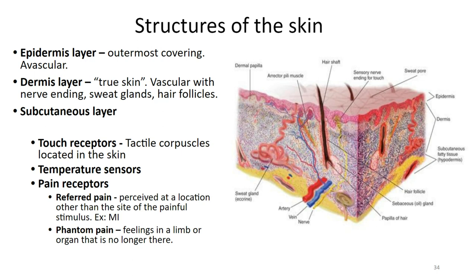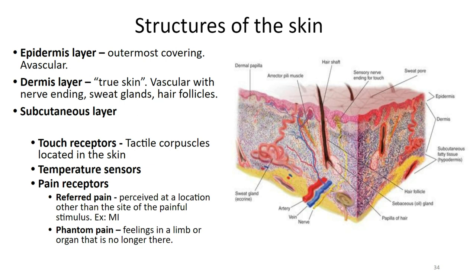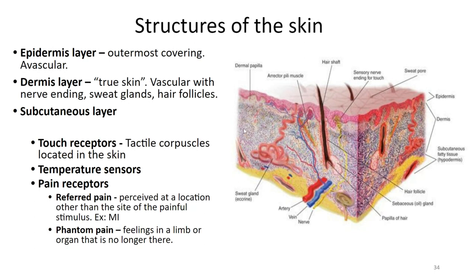So this is more deep touch. So these tactile corpuscles, they're light touch. Pain receptors are deeper. And the main thing I want you to get here is there's two different weird types of pain. I mean, there's a lot of different types of pain, but these are weird types of pain. So this first one is called referred pain. Referred pain is where you got hurt here, but for some reason your body hurts over here. Like you feel the pain over here.